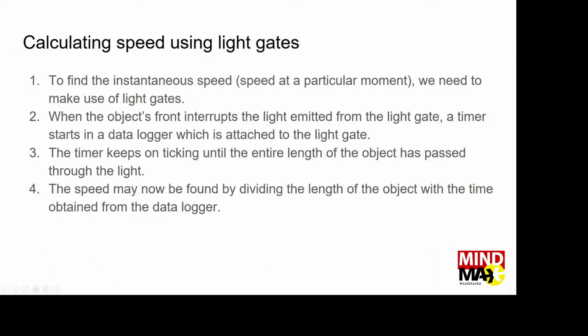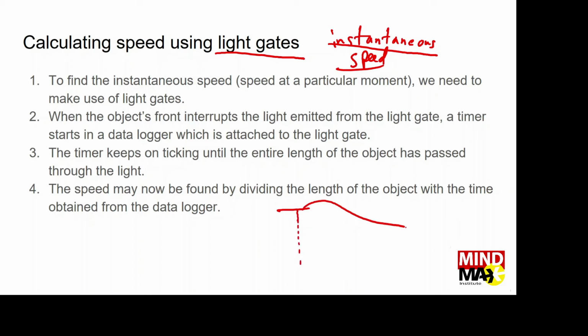Then we go on to how to measure the speed using the light gate. This one will be how you find the instantaneous speed. The instantaneous speed is the speed of an object at a specific instant, right? So we need to make use of the light gate when the object's front passes it. Let's say this is the light gate. This thing is giving off a beam of light, and this light gate has been connected to something called a data logger. What does a data logger do?